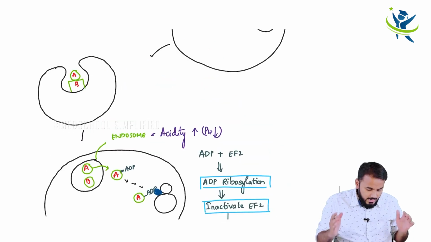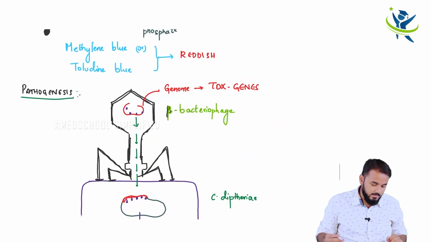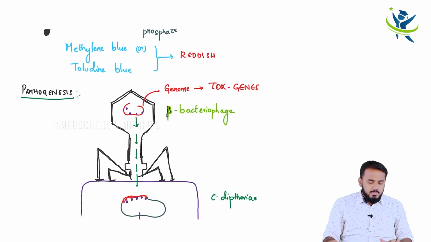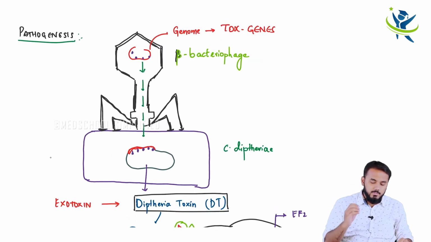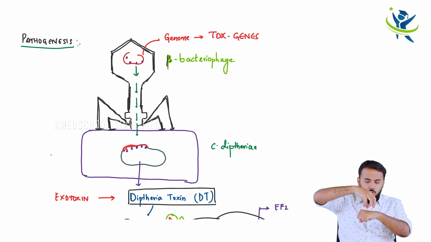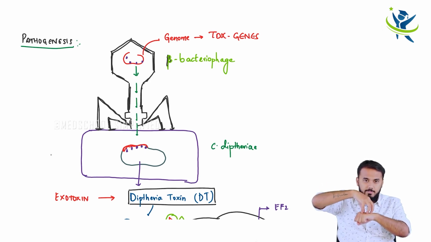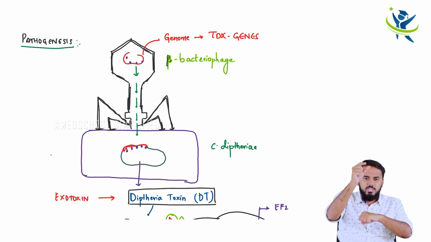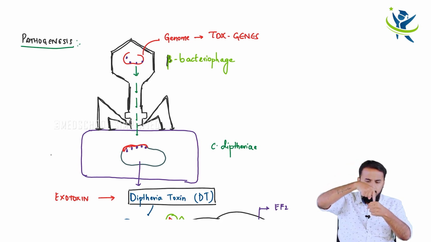So overall, let us club up all the things, guys. Let us very fast club up all the things. Coming to the pathogenesis, simple thing, there is something called beta bacteriophage. Within this beta bacteriophage, it has its genome, and the genome has tox genes, right? Now this beta bacteriophage comes and attaches onto the bacteria. The moment it attaches, the genetic material slowly enters into the bacteria.